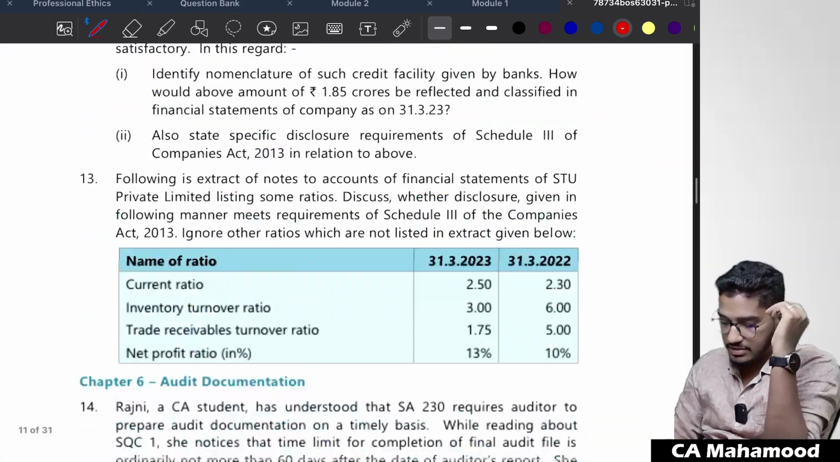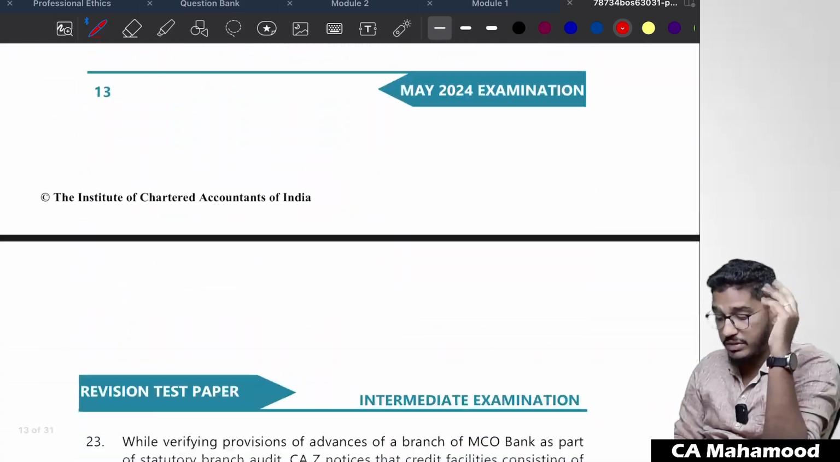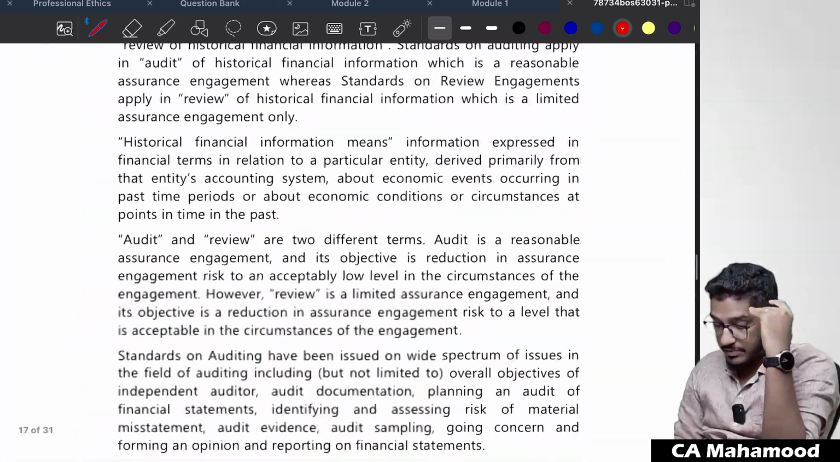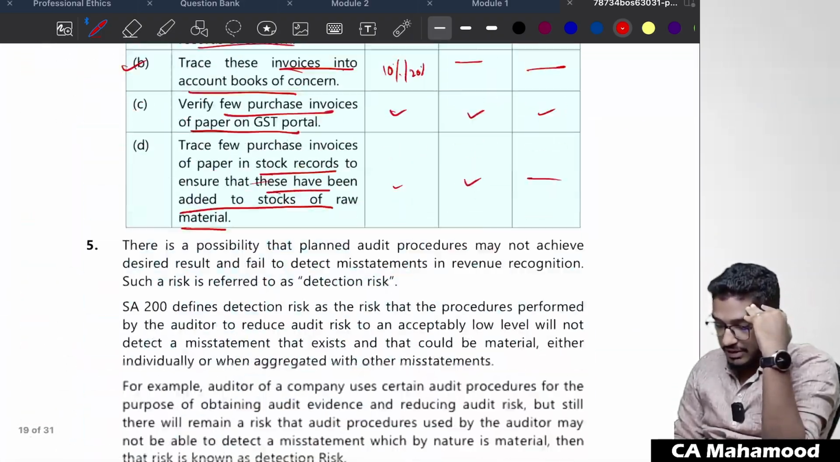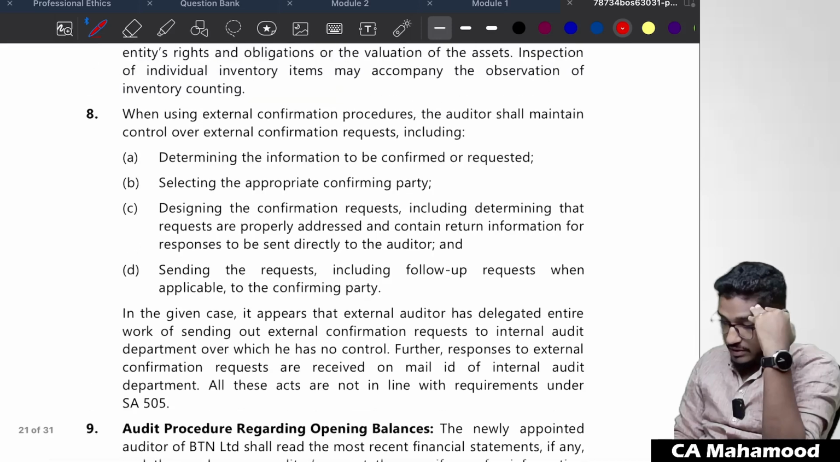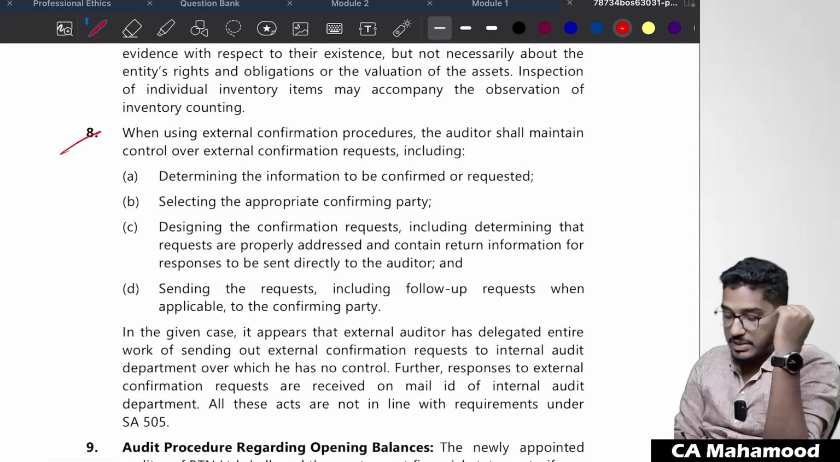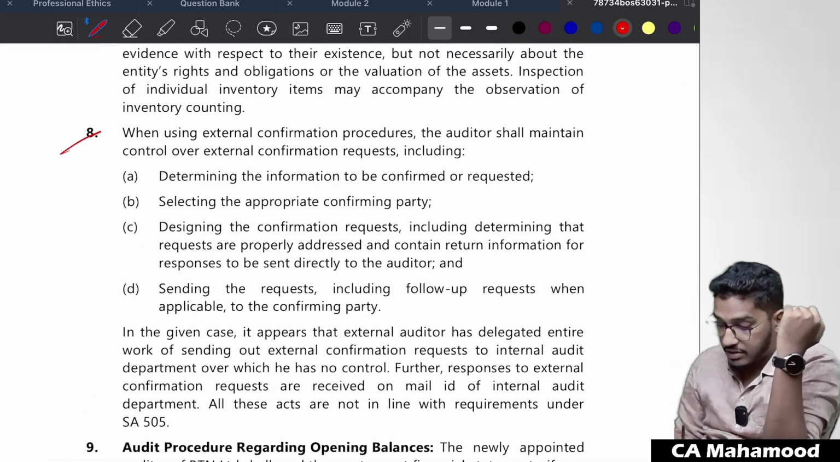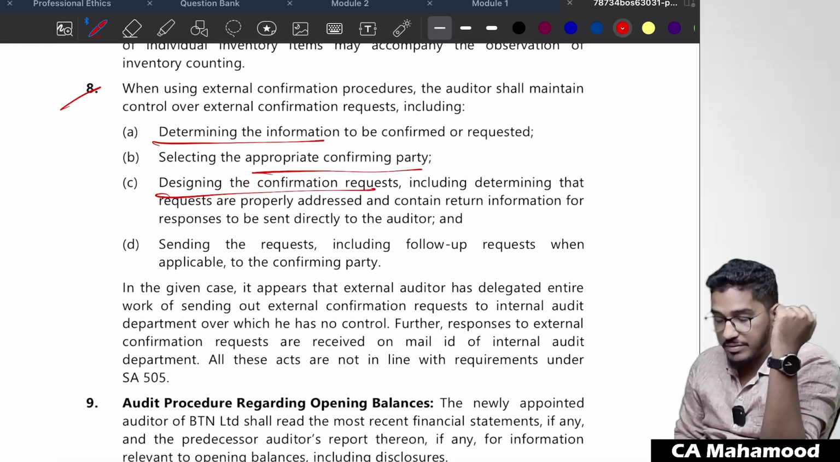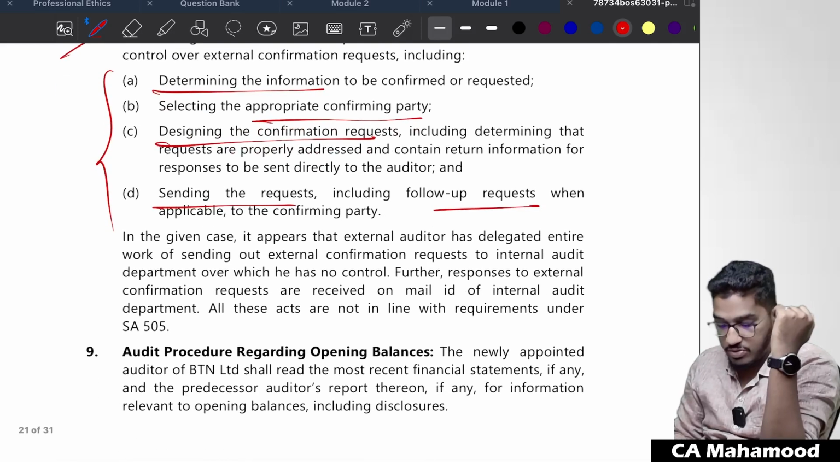So if you look at the suggested answer, this is actually a combination of SA 505 and SA 610. Both the standards have been combined here. So if you look at the answer, they will give an answer something like this. Yes, so see here, first they told what should be the steps if you want to send external confirmation. The steps are, first you have to determine the information for which you want the confirmation, select the appropriate confirming party, design the confirmation request, then you finally send it and do the follow-up. These are the steps involved in external confirmation.